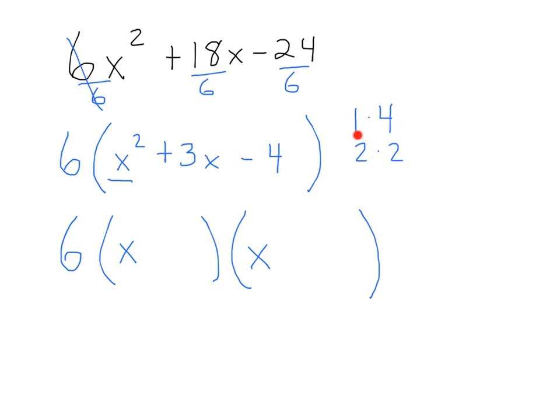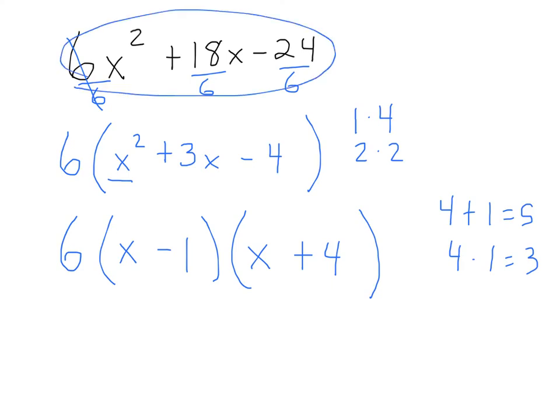How can I arrange 4 and 1? Okay, in other words, 4 plus 1 is 5, isn't it? 4 minus 1 is 3, isn't it? There you go, right? So I need my 4 to be what? I need my 4 to be positive, and I need my 1 to be what? Negative. And now you have factored this completely. That is the original problem, factored completely.